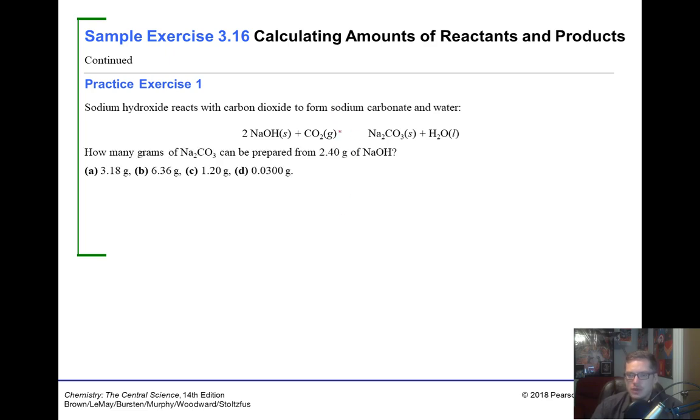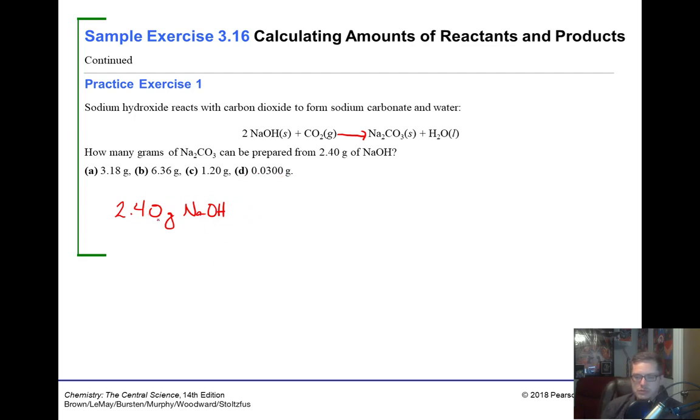Okay, so we've got sodium hydroxide reacting with carbon dioxide, forming sodium carbonate and water. Okay, and we want to know how many grams of sodium carbonate can be prepared from 2.40 grams of sodium hydroxide. All right, so we're starting with 2.40 grams of sodium hydroxide. So we'll write that down first, 2.40 grams of NaOH. All right, so we want to get to grams of sodium carbonate. Well, this is essentially just the same problem we solved.